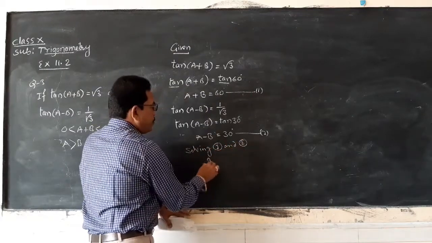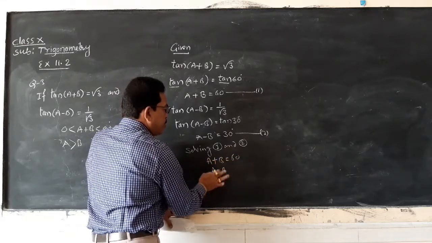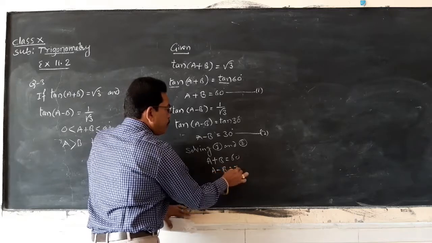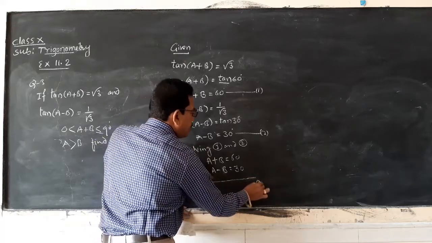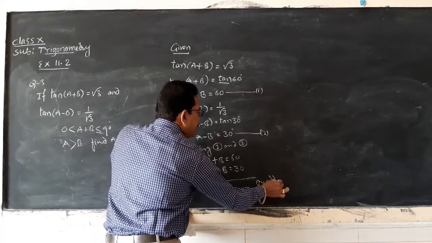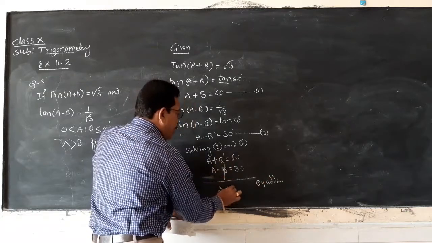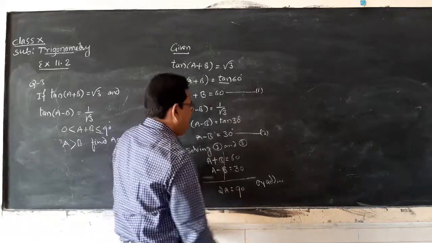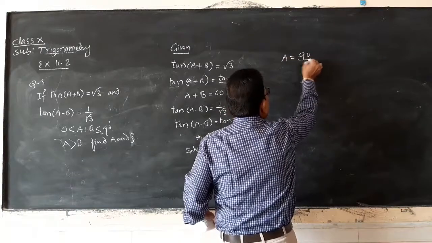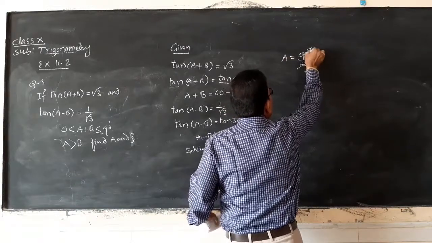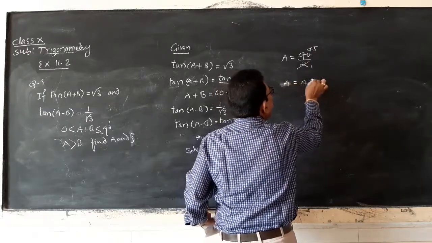Equation 1 and 2. A plus b equals 60. A minus b equals 30. Adding the two equations, plus b and minus b get cancelled. 2a equals 90. Therefore, a equals 90 by 2, which is 45. Therefore, a equals 45.